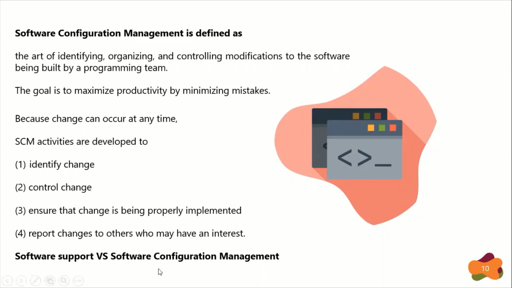The primary goal of software engineering is to improve the ease with which changes can be accommodated and reduce the amount of effort expended when changes must be made. So in this chapter, we discuss the activities that enable us to manage change.